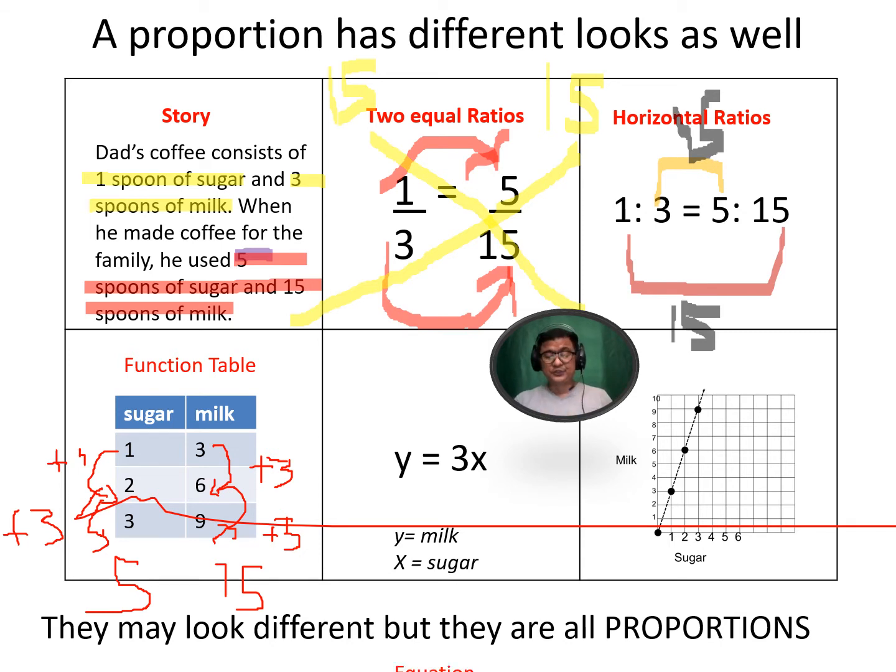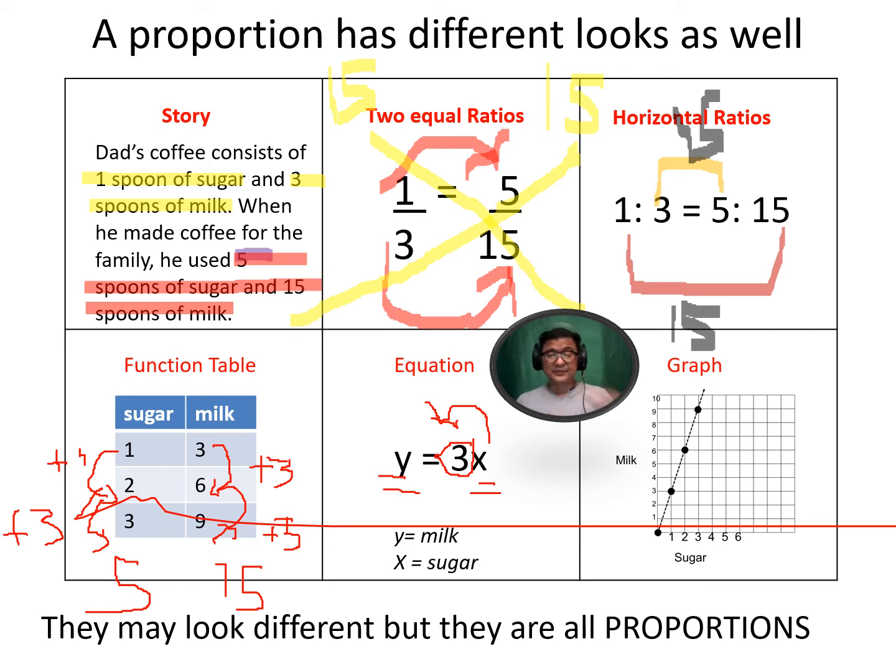Now, a proportion could also disguise as an equation. Check this out. y equals 3x. y represents the spoons of milk. x represents the spoons of sugar. Remember what we saw a while ago? It goes up by 3. Therefore, this number is called the constant. Whatever your spoons of sugar are, just multiply it by 3, you will get your spoons of milk. Okay, remember that. And lastly, a proportion could be a graph.